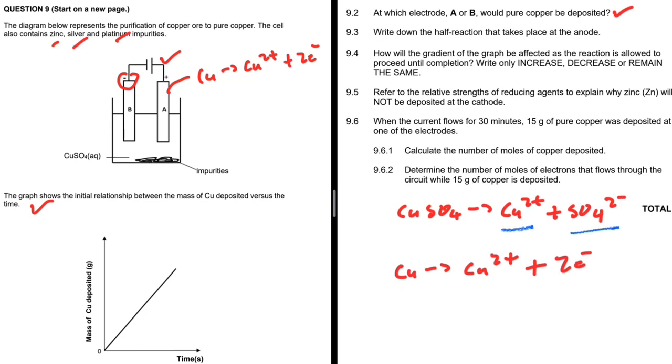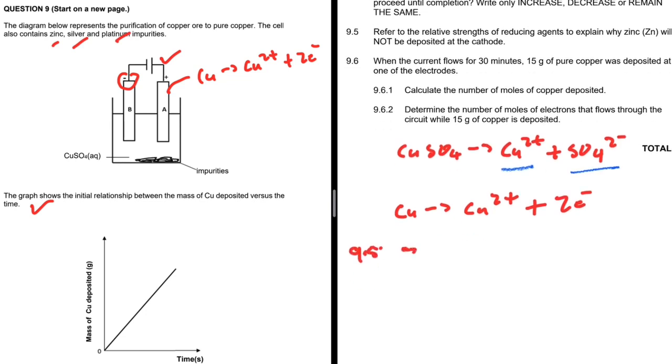But in our question, in 9.5, we are only interested in zinc and copper. Why is zinc not being deposited at the cathode? Why is it copper that is being deposited at the cathode? So it means that we have, as our ions in the solution, zinc 2 plus and copper 2 plus. One of these two is to be deposited at the cathode where reduction is going to take place.